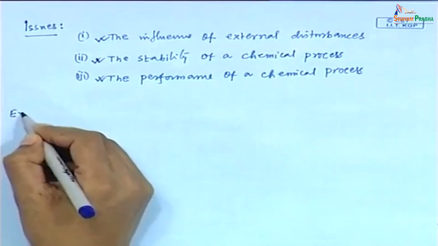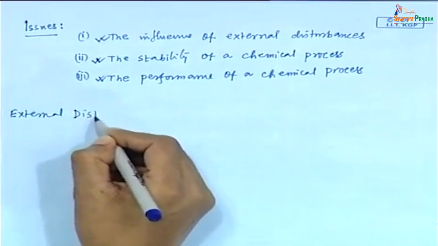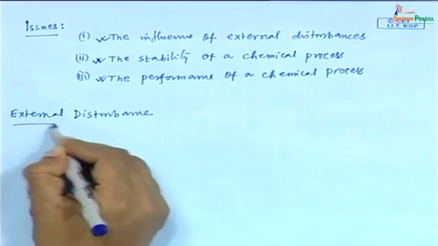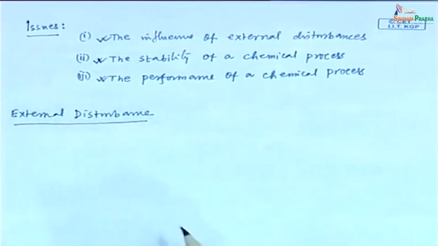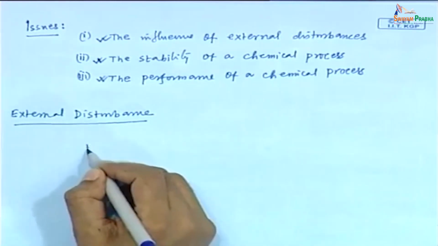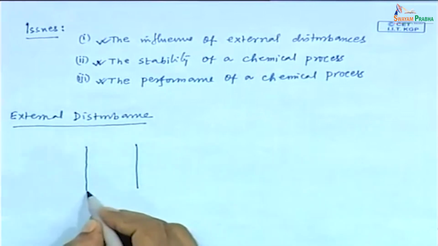So first we will discuss the external disturbance. To discuss this external disturbance, we will consider a simple example, that is a tank heating system. The schematic of the tank heating system is something like this.